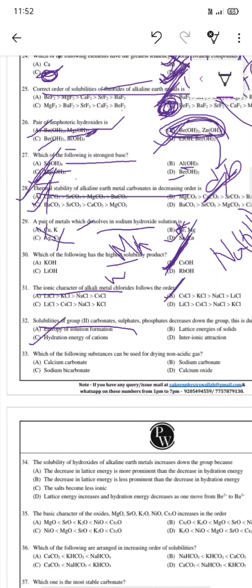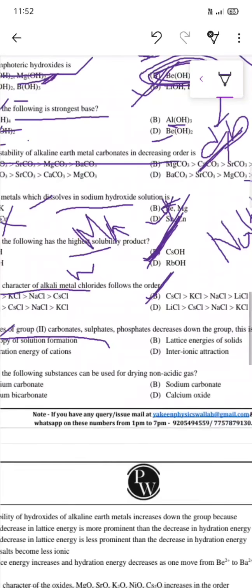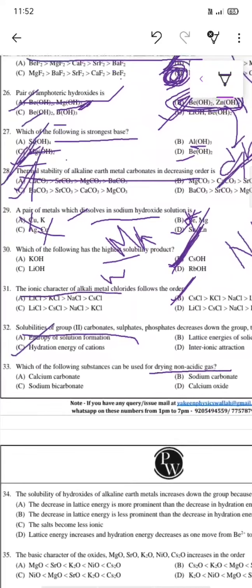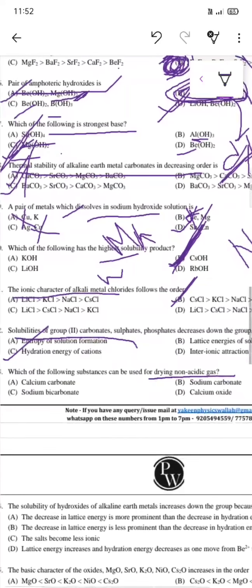Which of the following substances can be used for drying non-acidic gas? For drying non-acidic gas, which of the following substances can be used? I don't know the answer. Calcium oxide.